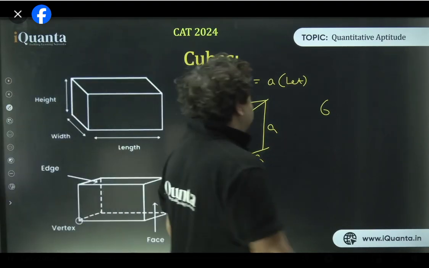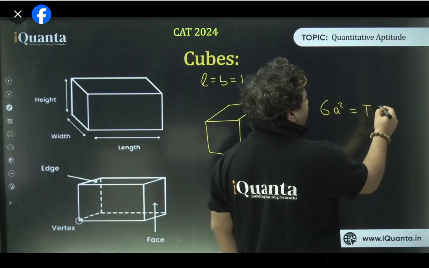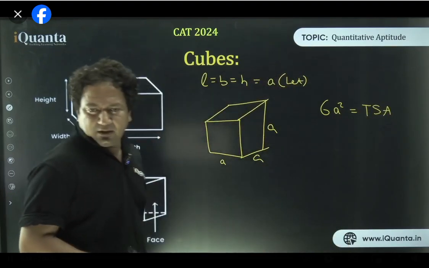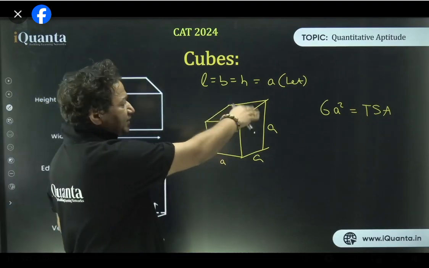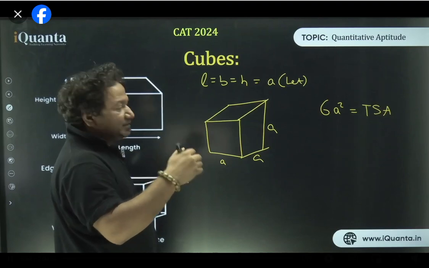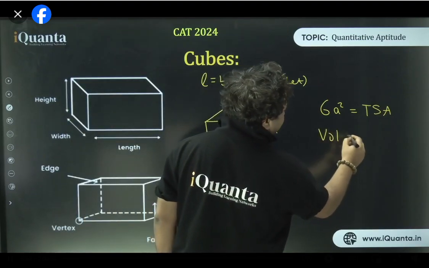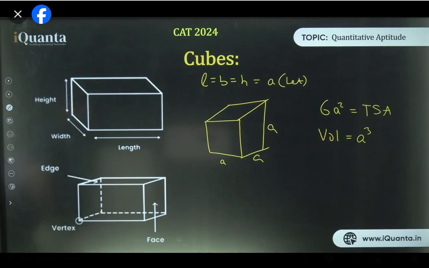हाँ, तो स्क्वायर्स फेस है, हर एक स्क्वायर का एरिया इज a square. So 6a square will be the surface area, and we can say the total surface area of a cube. Okay, and volume क्या हो जाएगा? So area is the outer surface exposed to atmosphere, and volume is what is exposed and what is contained inside. So that will be equal to a cube. Okay, it's very simple, isn't it?